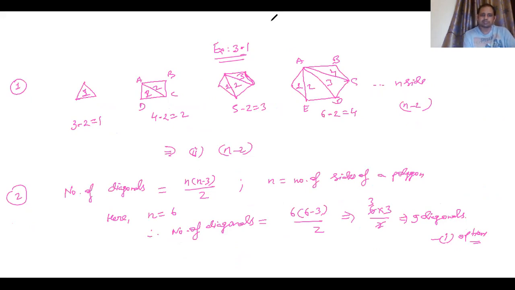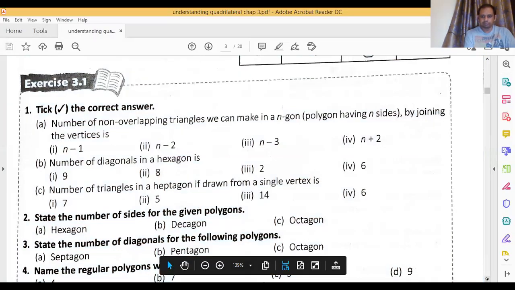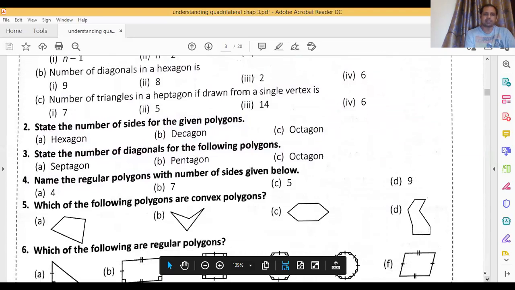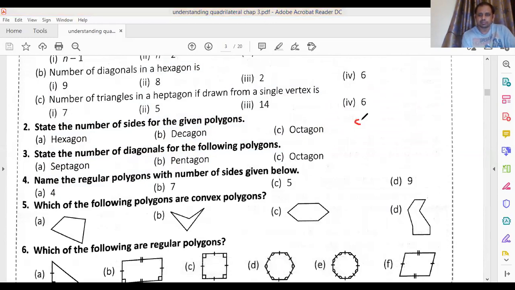Question number 3. Number of triangles in a heptagon. Heptagon means a polygon with 7 sides, right? It is very clear in the C1. Heptagon is given, that means n equals to how much here? 7. Therefore, number of triangles formed is how much?